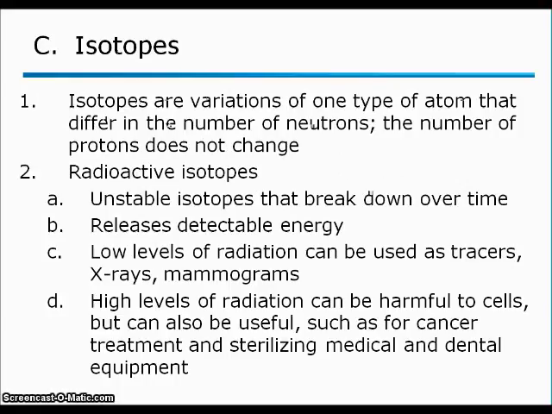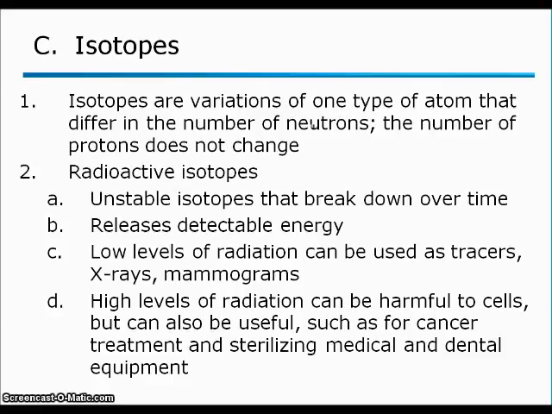All right, and I mentioned isotopes a few times now. They're variations of one type of atom that differ in the number of neutrons, but the number of protons does not change. So we talked about how the identifying feature of an element is that number of protons, so that's not going to change. Down at the bottom, I think C and D are the most important for you to know because they are how it relates to our study of anatomy in the body.